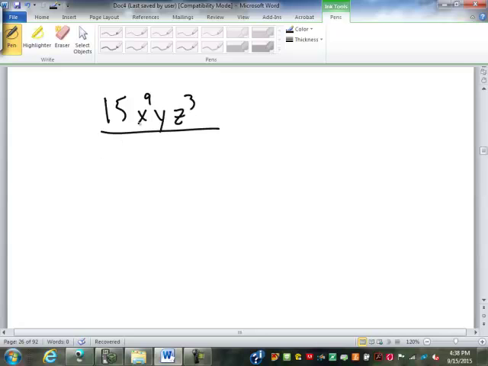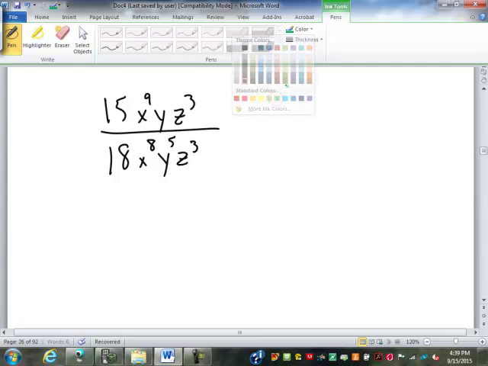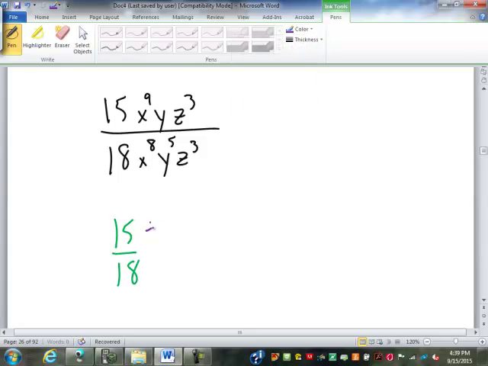So that's 15 x to the 9th, y, z to the 3rd, over 18 x to the 8th, y to the 5th, z to the 3rd. Where do I start? So 15 and 18 can both be reduced by 3. 15 divided by 3 is 5. 18 divided by 3? 6. So the numerical part is 5 over 6.